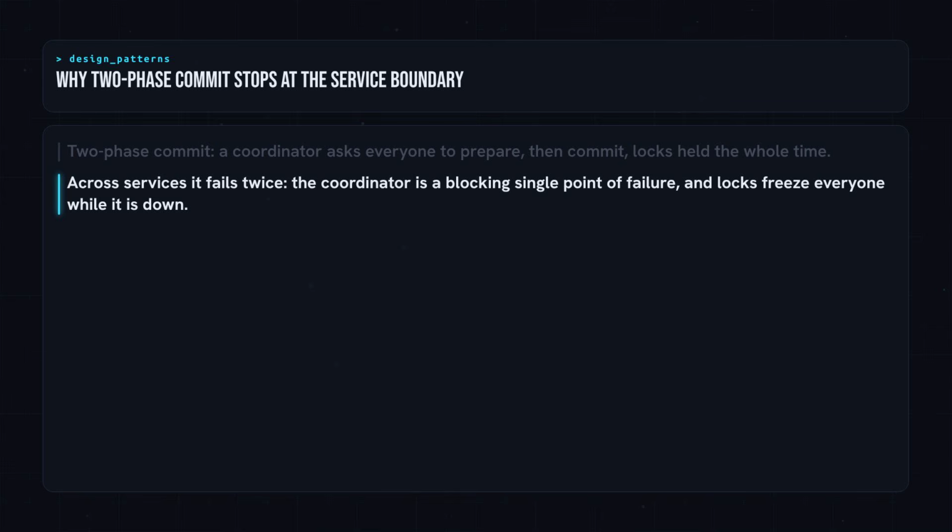First, everyone waits for the slowest participant while holding locks. You have coupled the availability of all systems into one chain. Second, the coordinator is a single point of failure of the worst kind. If it dies between phases, participants are stuck in limbo holding locks they cannot release, blocked sometimes for as long as the coordinator stays down.